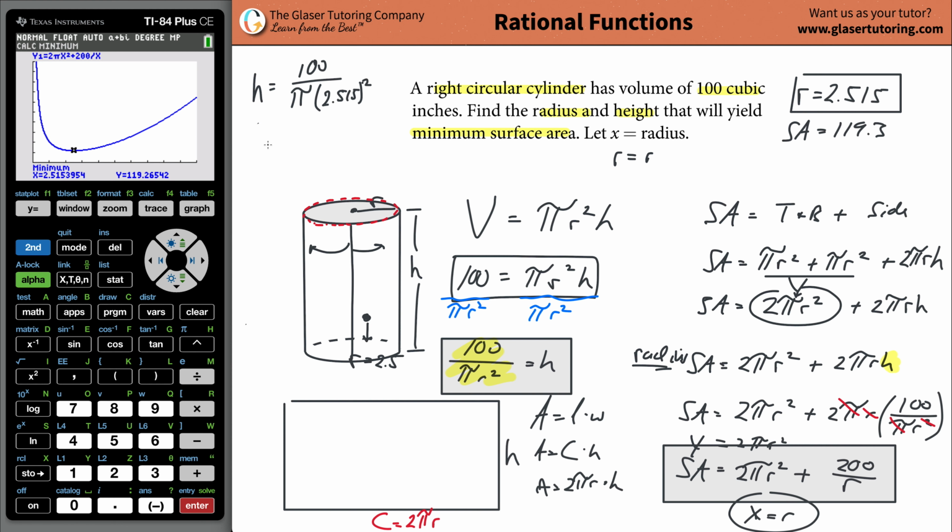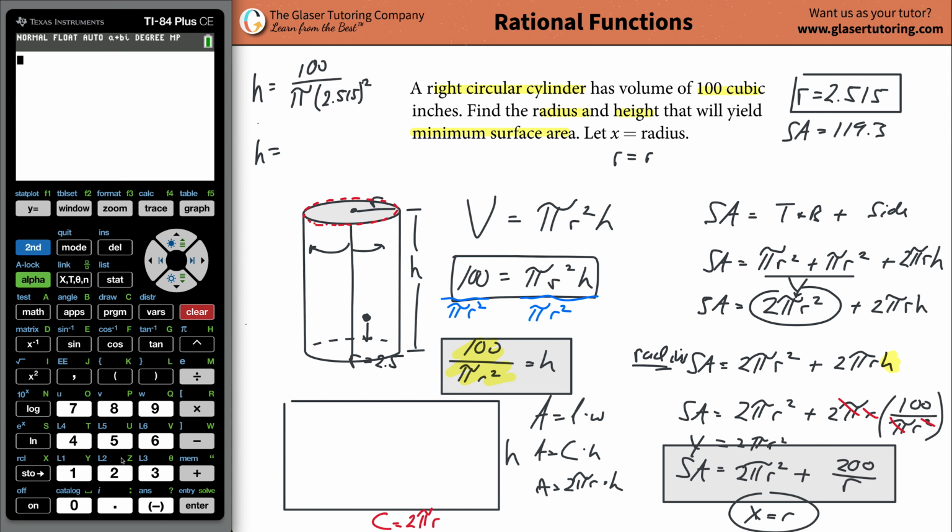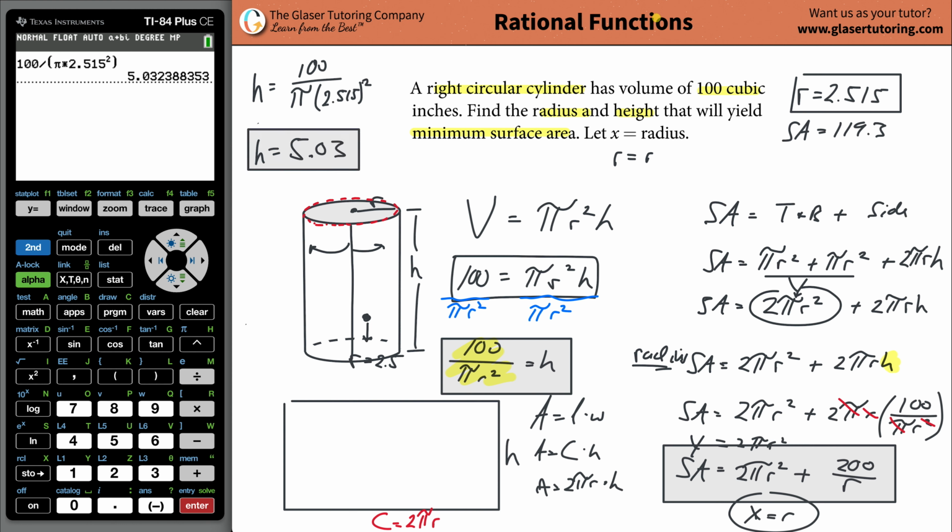Okay, so we plug that on into our calculator. Let's clear this on out. And what you do is 100 divided by, now you can use parentheses because you got to divide that whole denominator. So pi times 2.515. And we're going to be close enough here, ladies and gentlemen. Won't be exact, but we're going to be good enough. So there's going to be 5.03. All right, and that is then indeed the height. So in terms of the answers to this problem, the height here is going to be a little bit over 5, and the radius is a little bit over 2.5. And that gives the minimum surface area. And that's it. All right, so without calculus, we're able to do this problem.